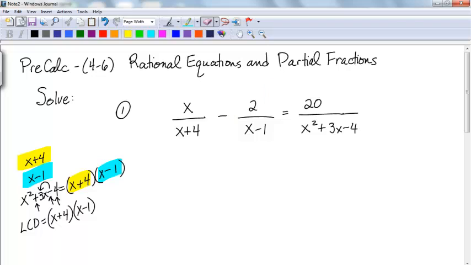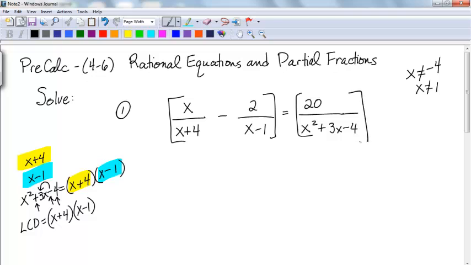Another thing before we start on the problem, you should look at the denominator after it's factored and say x cannot equal what? What's going to make that denominator 0? So you have to make a note outside before you ever start. X can't be negative 4 because that'd give you 0 in the denominator, and x cannot equal 1. So if you get either one of those answers, you're going to reject them.